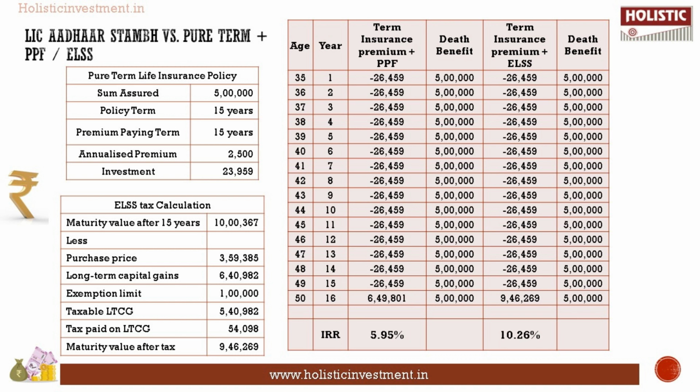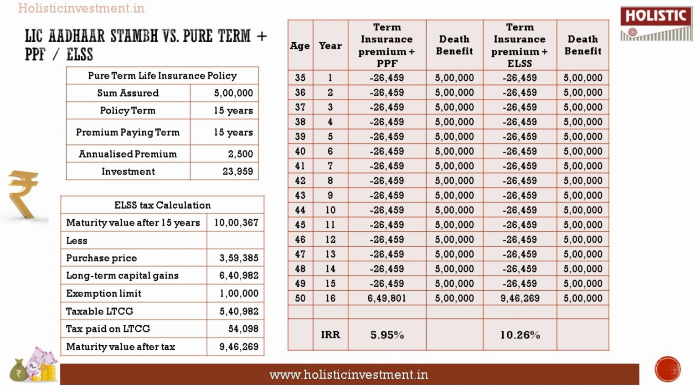The final value of PPF investment is 6.49 lakhs, and the IRR calculation for pure term insurance plus PPF investment results in 5.95%. Pre-tax value is 10 lakhs under ELSS investment, which is double that of LIC Aadhaar Stambh 4% scenario. IRR calculation for pure term insurance and ELSS results in 10.26%. This is a post-tax return. LIC Aadhaar Stambh is not the right choice in any aspect.